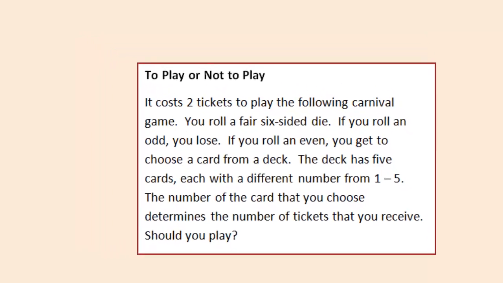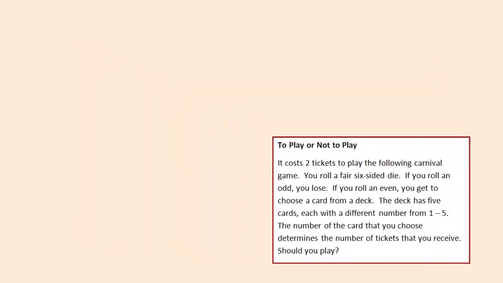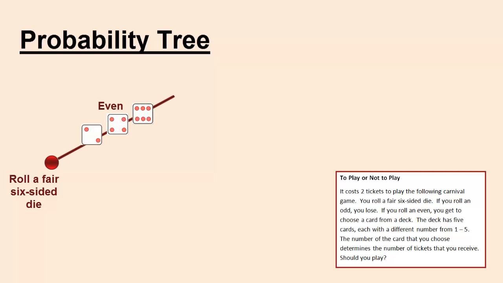So to explore your outcomes and their respective probabilities, let's construct a probability tree. We start with the first part of the game. When we roll a fair 6-sided die, we have 3 possible outcomes that are even and 3 possible outcomes that are odd, and each have an equal opportunity of happening. So this means really we have 2 distinct outcomes, even or odd, and each has a 3 out of 6 chance. So simplified, this means that we have a 1 out of 2 chance of rolling an even number and a 1 out of 2 chance of rolling an odd number.